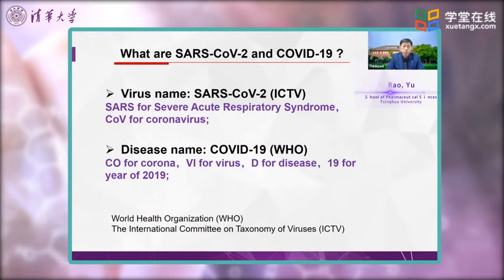First, let's learn two terms: what are SARS-CoV-2 and COVID-19. SARS-CoV-2 is a virus name. It is named by ICTV. SARS means Severe Acute Respiratory Syndrome. CoV means coronavirus. COVID-19 is the name for the disease. It's named by WHO. CO stands for corona, VI for virus, D for disease. 19 means the outbreak year of 2019.